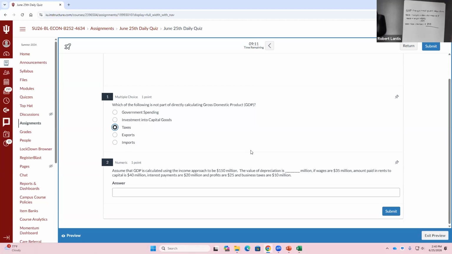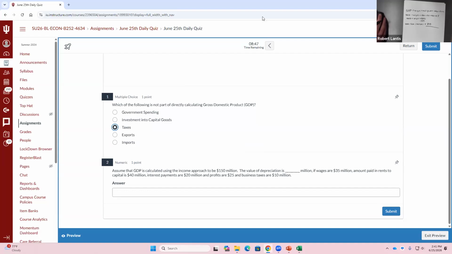So we're not going to include taxes. We're only going to be looking at government spending. And then if I had this second question, if I'm using the income approach and I know GDP is 150 million, and I was given the following information about wages, capital, or sorry, investments or rents paid to capital, but I left out depreciation, what must that value be?